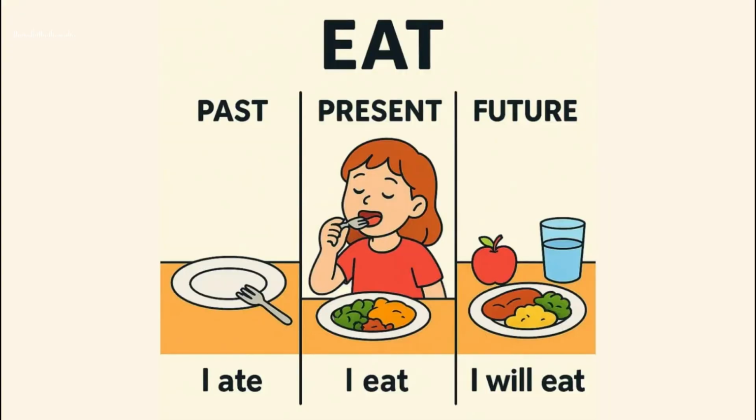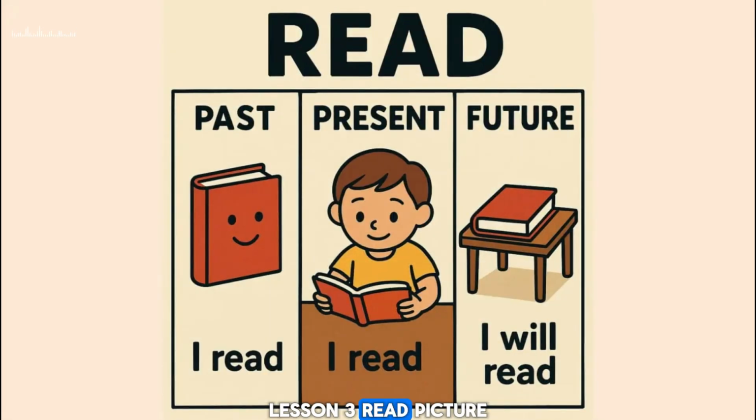Easy, right? Lesson 3. Read. Picture number 3. The verb is read. Past, the book is closed. The child read yesterday. We say, I read. But this read sounds like red. Present, the child is reading now. We say, I read. This read sounds like reed. Future, a book is waiting on the desk. We say, I will read. Be careful. Past and present look the same but sound different. Read and read.